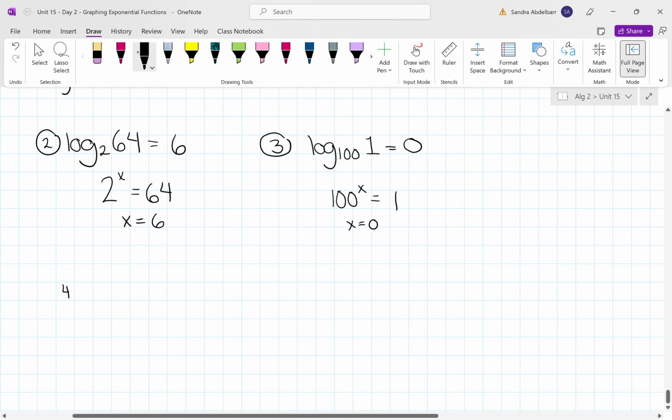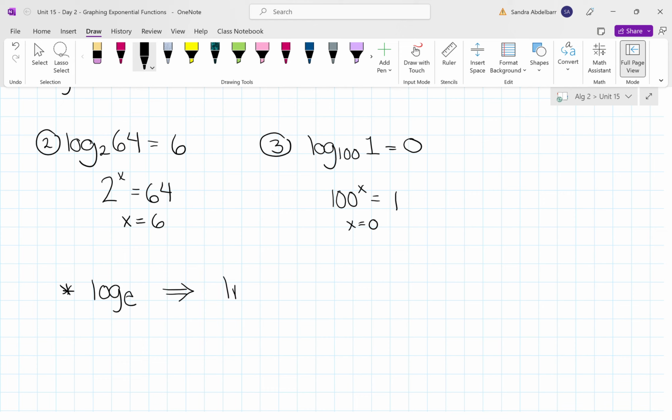Okay, so now I want to talk about log base e. Is that okay? e's a number, right? So now we have log base e. Instead of writing log base e, because mathematicians just like to make things complicated, we write ln. Anytime you see ln, that is the same as log base e. e is the subscript. That's your base.